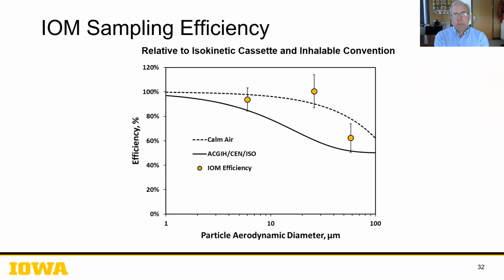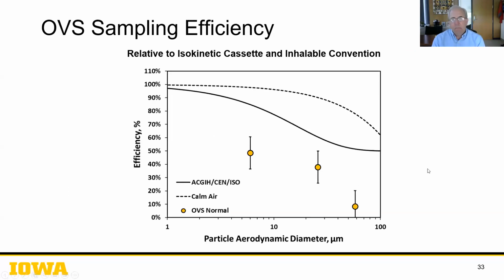So here's just looking at the IOM, not the OVS, but just the IOM. This is kind of a check on our system. Does it work the way we expect it to? And there's this calm air curve that these points are following fairly well. So we felt pretty comfortable that our system is working the way it's supposed to. The IOM efficiency is following that calm air curve developed by others. But you can see now when we apply our data from the OVS, we see a really drastic drop off. So it's not collecting anywhere near like an inhalable sampler should.